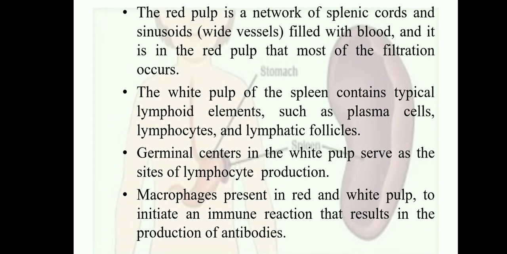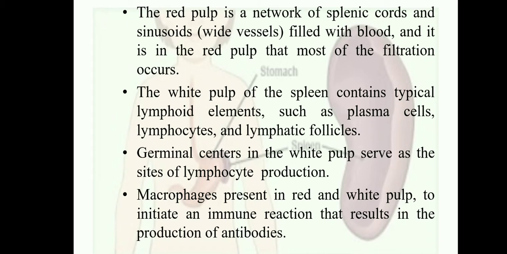Again, the second most important part is the white pulp of the spleen. It contains the typical lymphoid elements such as plasma cells, T lymphocytes and the lymphatic follicles. Now these lymphatic follicles are nothing but the primary follicles and the secondary follicles. The germinal centers in the white pulp serve as the site for lymphocyte production, that is, the site for the production of antibodies.